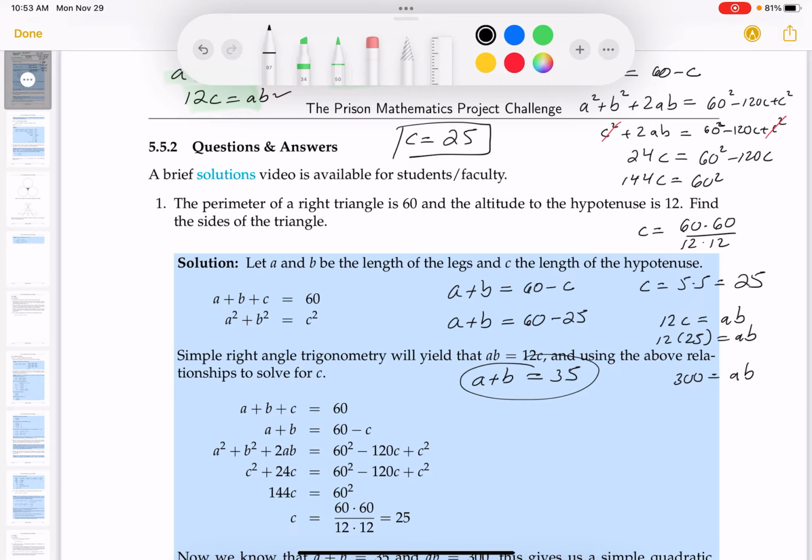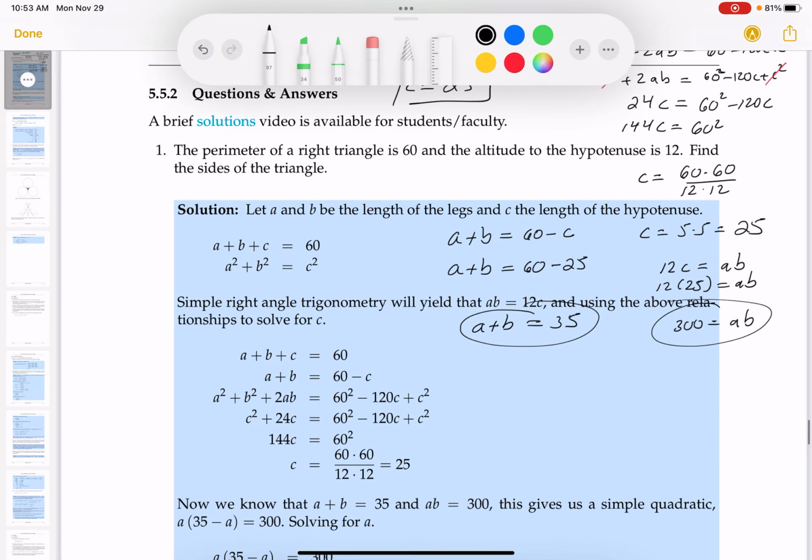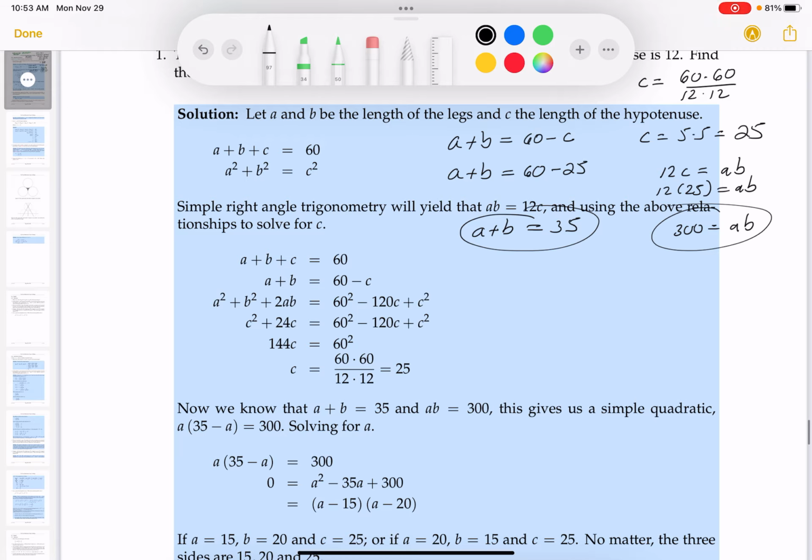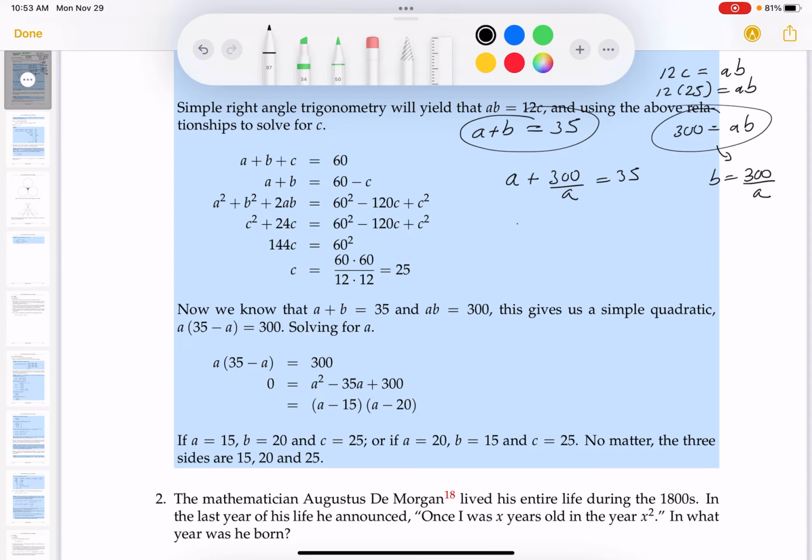Well, I've got this equation now and this equation. It's two equations, two unknowns. I'll make a substitution in. So over here, B would equal 300 over A, right? So I'll put 300 over A, and A plus that equals 35. So now I have an equation with one unknown. I'm going to multiply both sides by A. So you get A squared plus 300 equals 35A. So A squared minus 35A plus 300 is equal to 0.